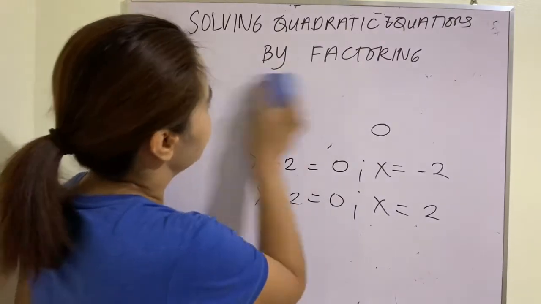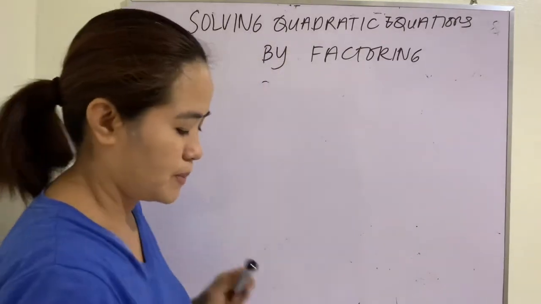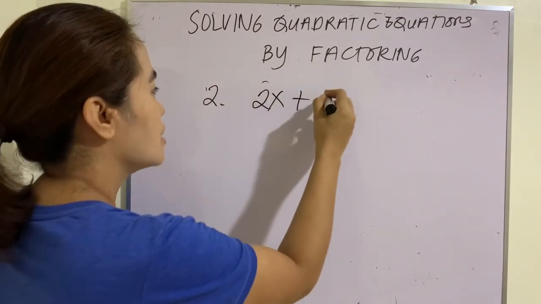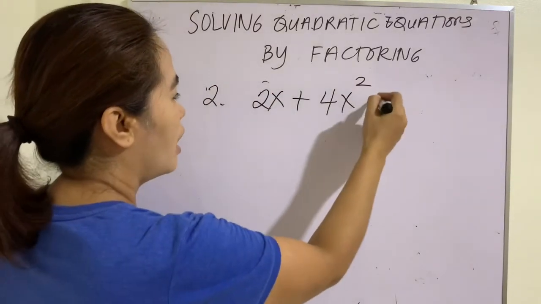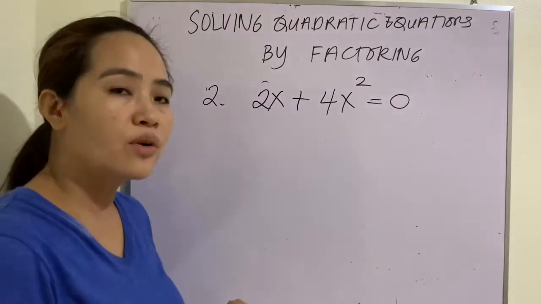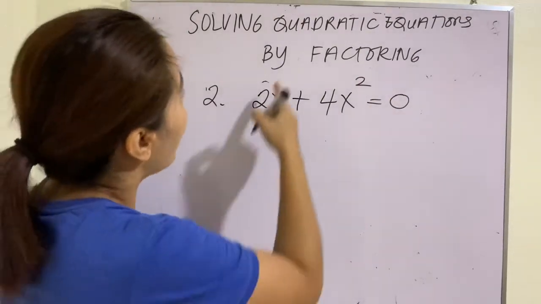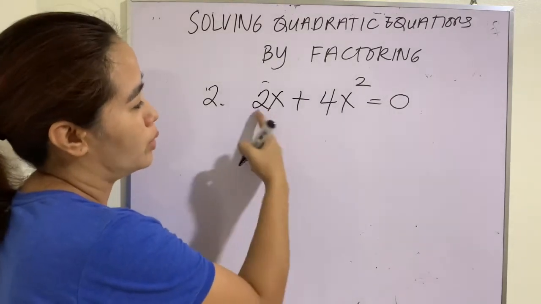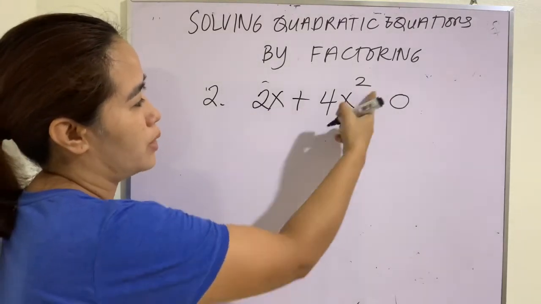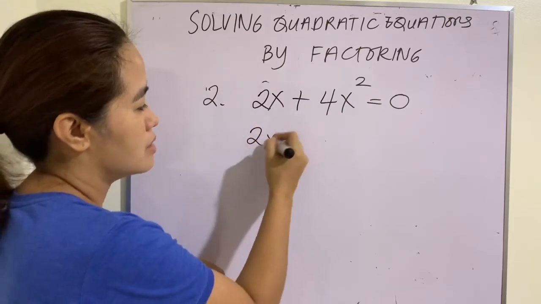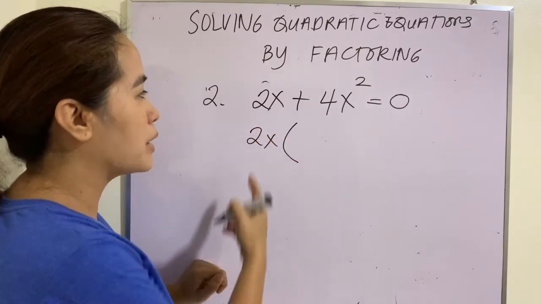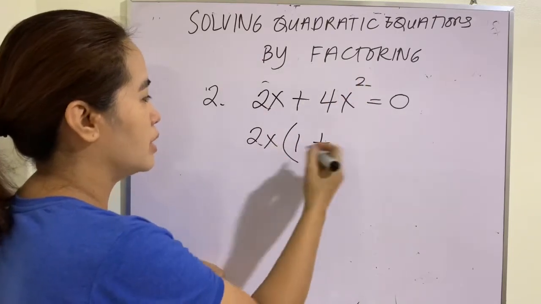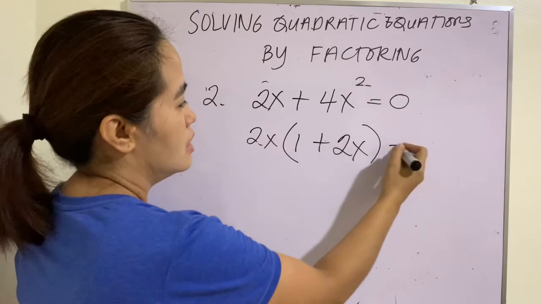Example number 2. Suppose you have here 2x plus 4x squared equals 0. How do we solve this? By factoring, of course. So in this case, we get the common factor. What is the common factor of 2x and 4x squared? It's 2x. Okay, to get the second factor, you just divide. It's 1 plus, copy, 4x squared divided by 2x is 2x, equals 0.